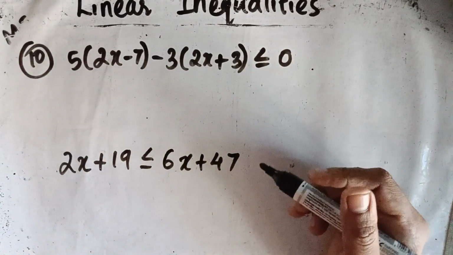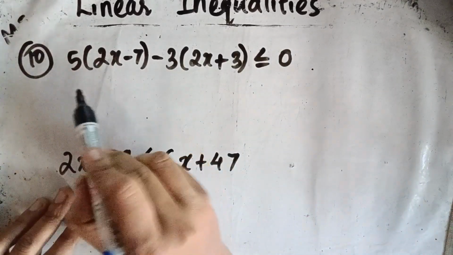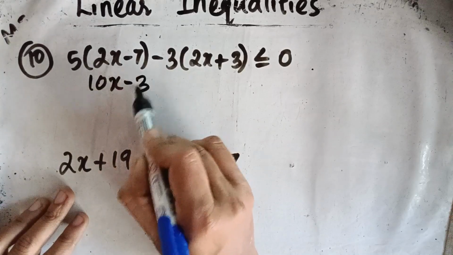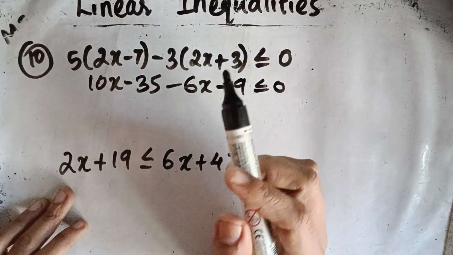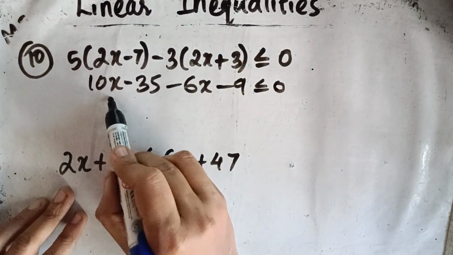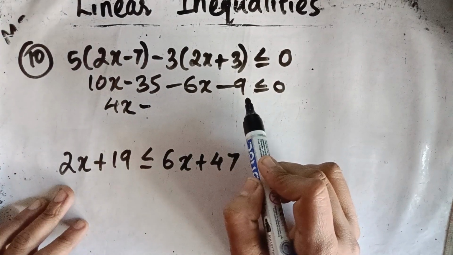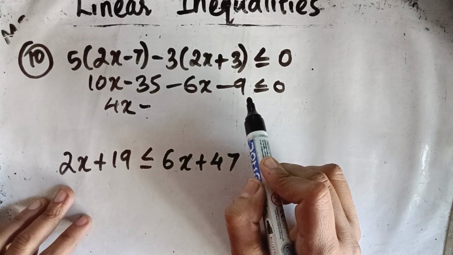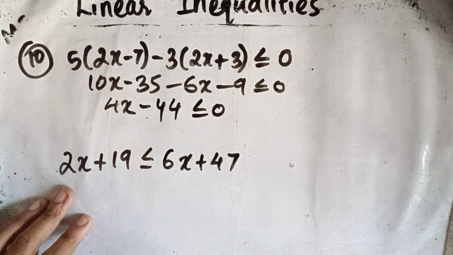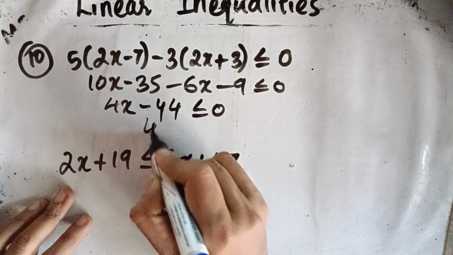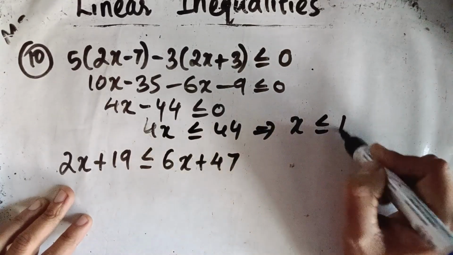Solving this, 2 are given less than or equal to. So this is 10x 35 minus 9. Okay. 10x minus 6x is 4x minus 35 minus 9. 0. So this is 4x 44. So x is less than or equal to 11.